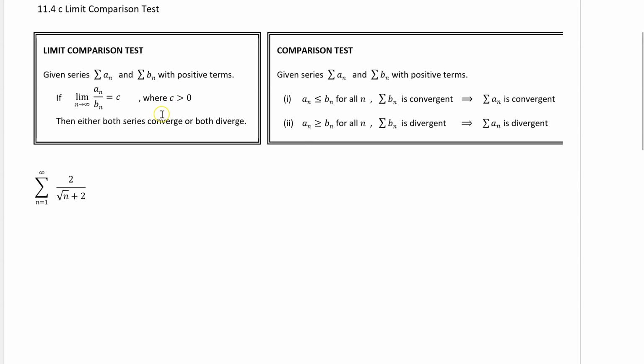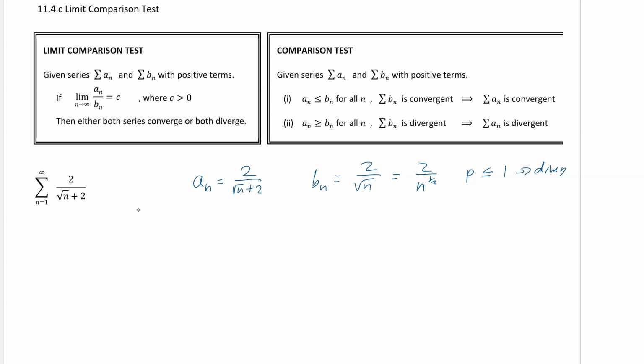Right, so this is the limit comparison, and we use this one when we have issues with this one. So if we go straight for this one, we already know our a sub n would be 2 over the square root of n plus 2. And you would pick for your b sub n 2 over the square root of n, which is 2 over n to the 1/2. And since we have a p that is less than or equal to 1, we would say it's divergent.